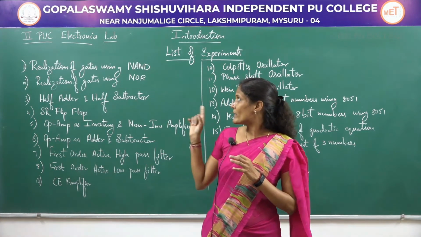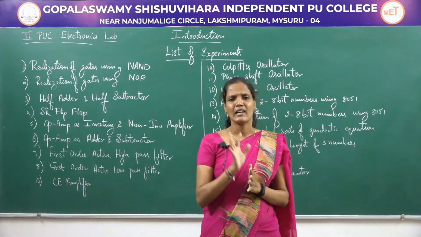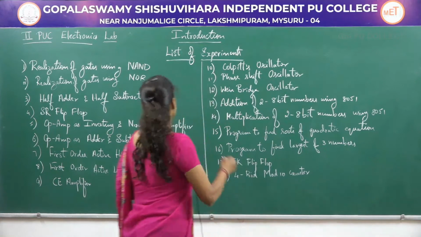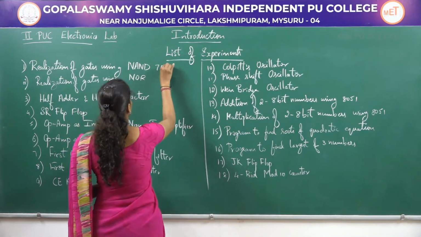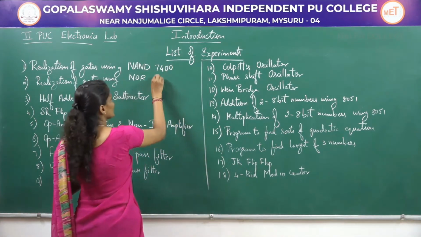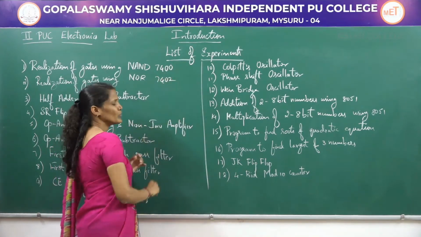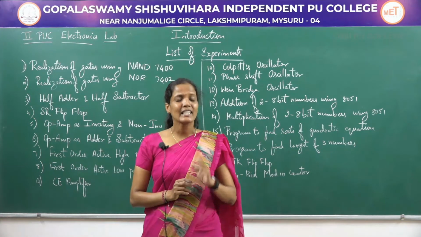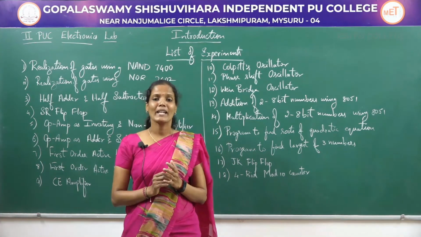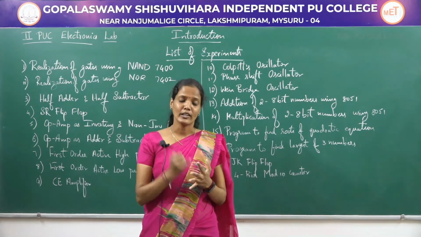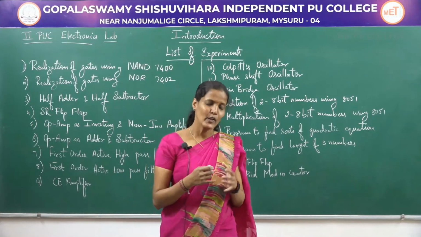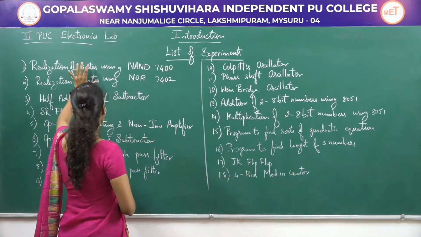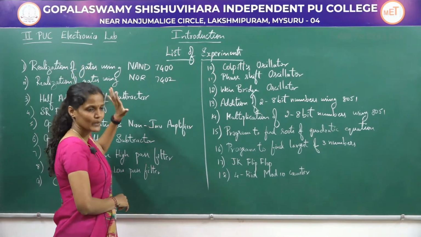In the very first experiment, using NAND, we are going to use the 7400 IC, and in the second experiment, using NOR, we are going to use the 7402 IC. So, with the help of these ICs, we are going to construct the basic gates like AND, OR, NOT, XOR, XNOR. These realizations will be seen in the very first and second experiments.